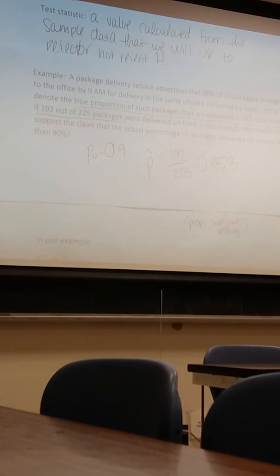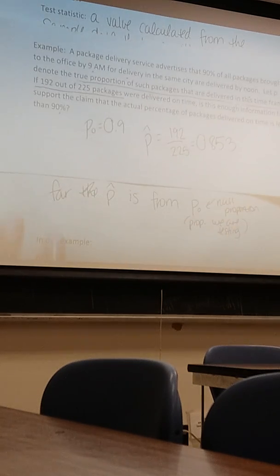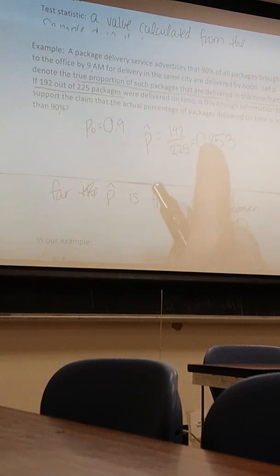So this sample proportion is below the 0.9. What I want to know is whether it is far enough below to give me strong evidence, enough to call this packaging company for false advertising. Is this enough evidence for me to say, you do not deliver 90% of your packages on time? That's a lie. That's what we're trying to do. If I just subtracted the null minus the sample, or the other way around, that would tell me how far apart those two numbers are, correct?